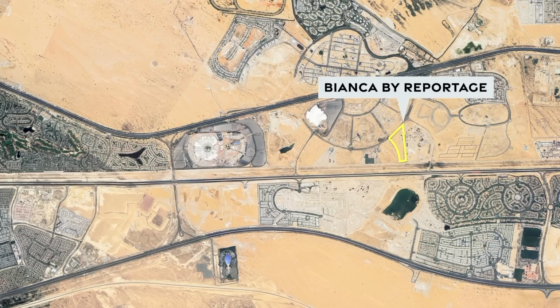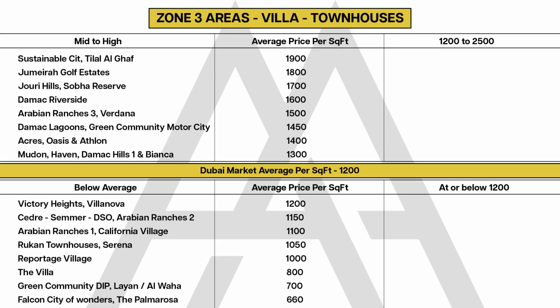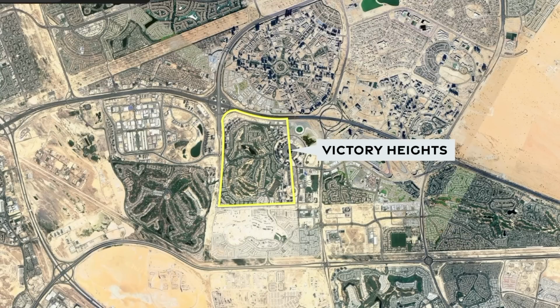Bianca is another townhouse community by Reportage. Average price per square foot is at 1270 dirhams. Now I will cover those communities in Zone 3 that are below the market average of 1200 dirhams per square foot, starting with Victory Heights, an existing golf course community featuring the Els Golf Club.